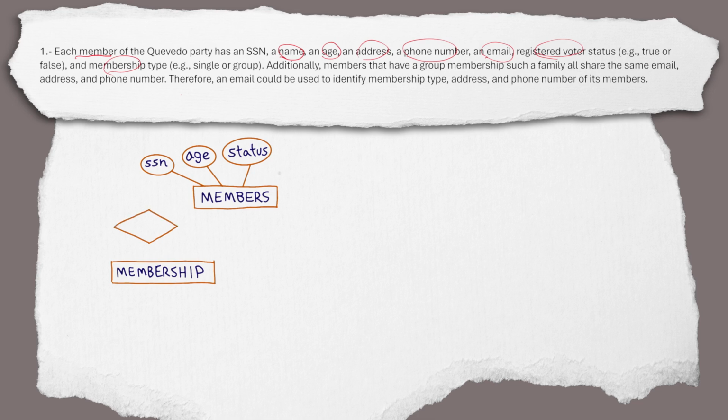So I'm going to use a diamond that is going to say has, and then from here to here, we're going to say that several members from here, so we're going to put an M for many, will belong to a specific group in the membership. And in that specific group, they will have an email, they will have also an address, and a phone number.